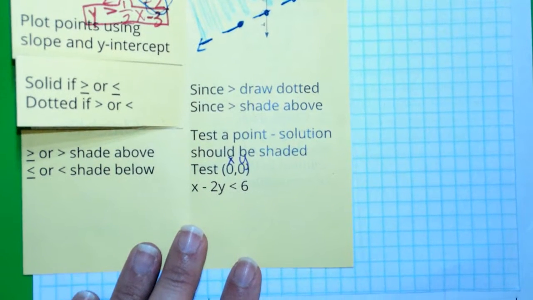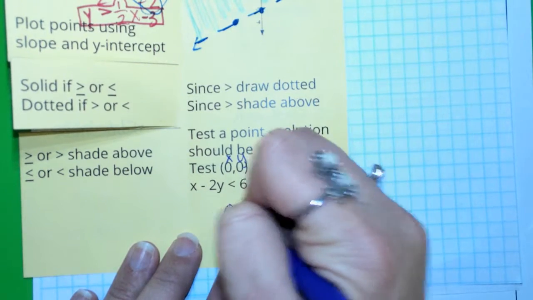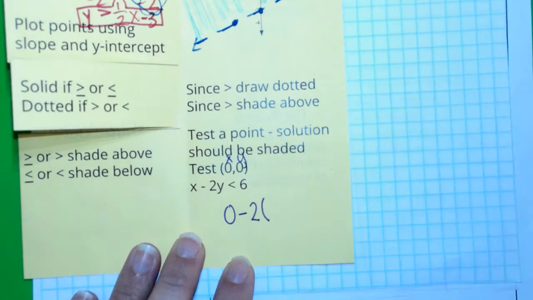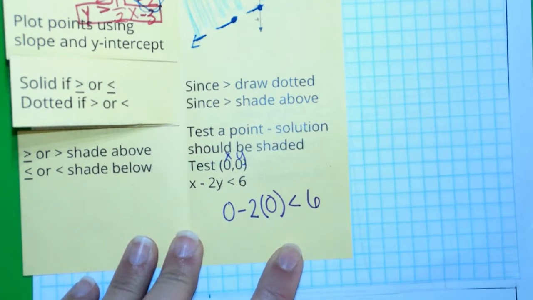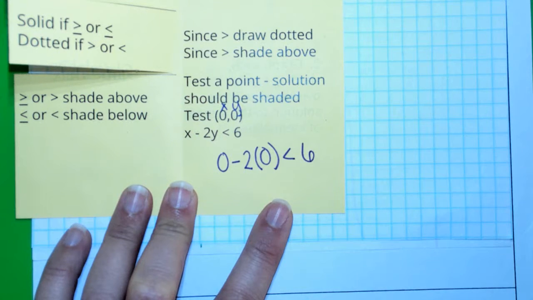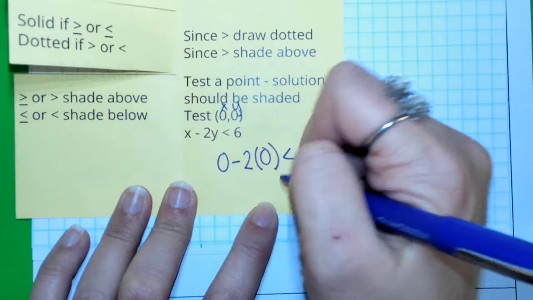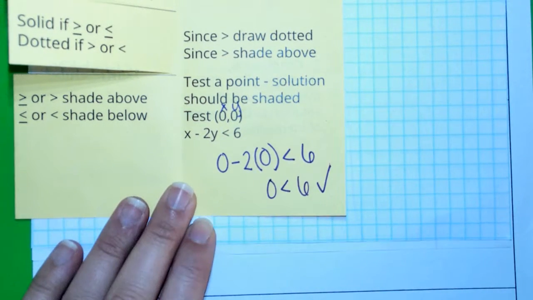You guys ready? Okay, so x is what? 0 minus 2 times, what did we say y was? 0. And we have to see if that's less than 6. All right, what's 2 times 0? And what's 0 minus 0? Is 0 less than 6? Boom, we did it right. Yay!